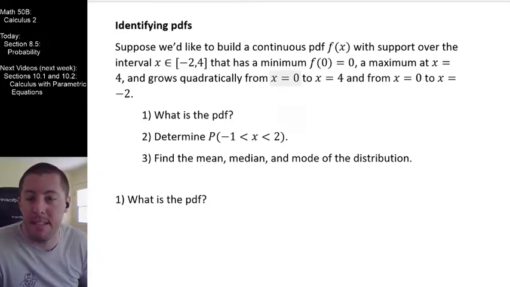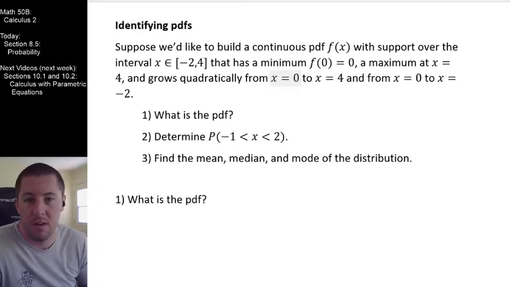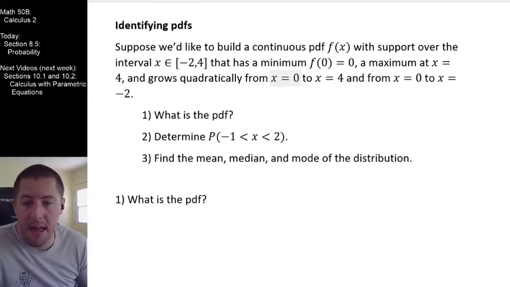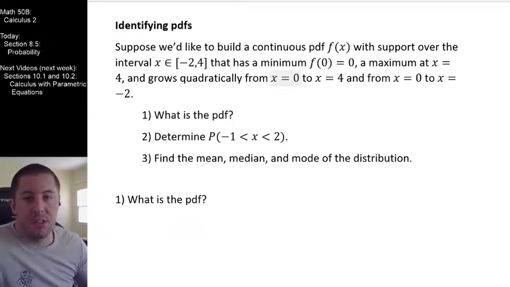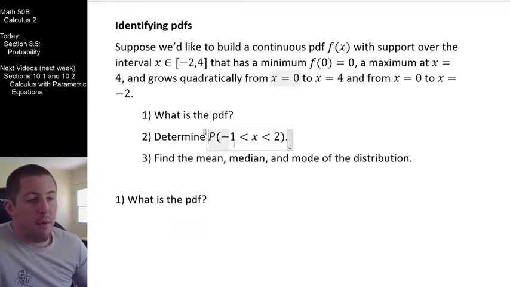It's going to be a problem that's very similar to this one right here, where I'm just going to describe a PDF to you. Your job will be to determine what actually is the function associated with the probability distribution function, and then find some features associated with it. For example, what is the probability that we see an x value in a certain interval?